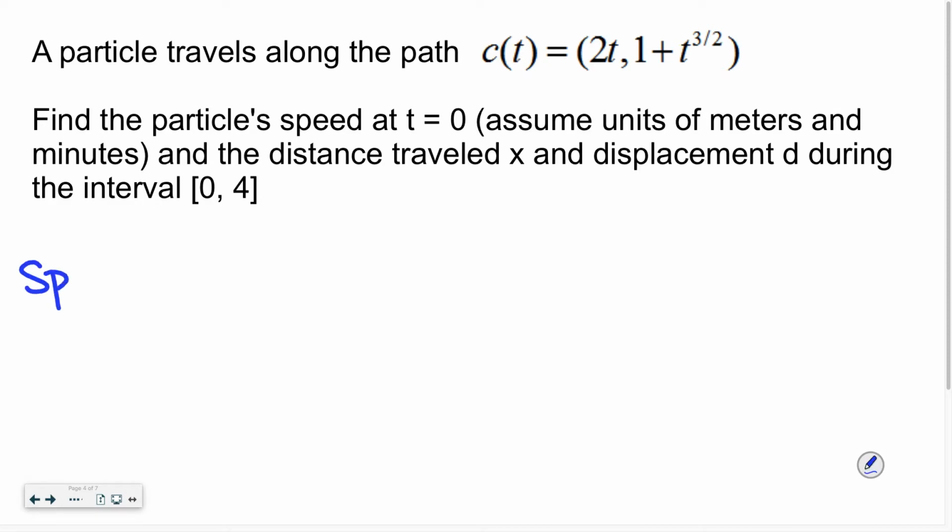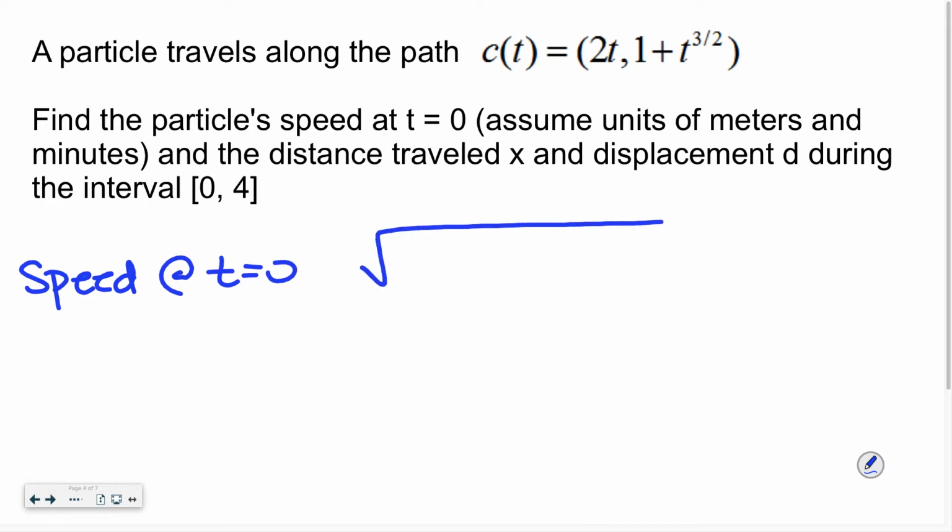Speed at t equals 0. So first of all, our speed is the square root of the dx/dt squared, which is what, Zane? What's dx/dt? If this is x, what's dx/dt?